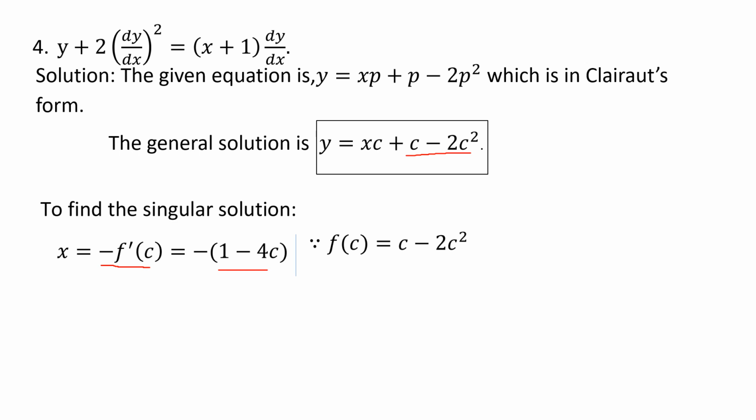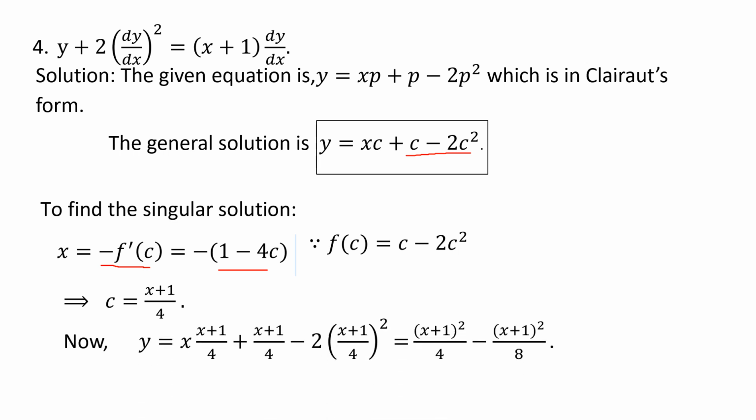So from this we have to extract c. So what is c now? Rearrange. C is x plus 1 by 4. Substitute in the given equation, that is x into c, that is x plus 1 by 4. So we'll get x into x plus 1 by 4 plus x plus 1 by 4 minus 2 into x plus 1 by 4 the whole square, or x plus 1 square by 16.